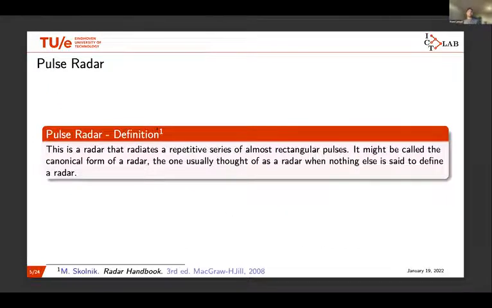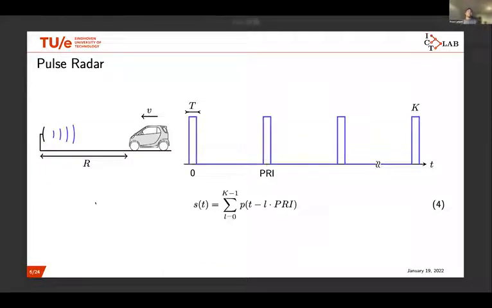So there are many different types of radars, like continuous wave radars, and another type of radar is the pulse radar. When you look, for example, in the radar handbook by Skolnik, you can see that the pulse radar is defined as a radar which repetitively sends rectangular pulses. And how does this look like? Suppose we have a stationary radar. We have a moving target at a certain distance r and with a certain velocity v. As I said before, the radar transmits a pulse train of K pulses, where each pulse has a length of capital D. And between two pulses, we have the pulse repetition interval.